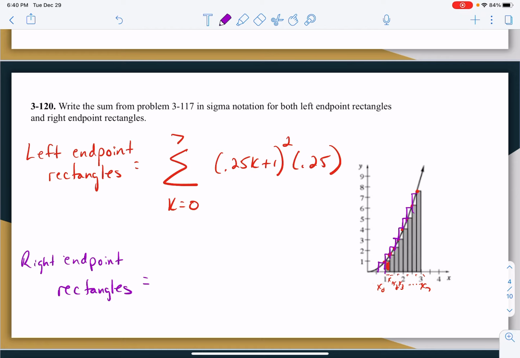So now my k is going to start at 1 and end at 8 with the same height and the same width of each rectangle.